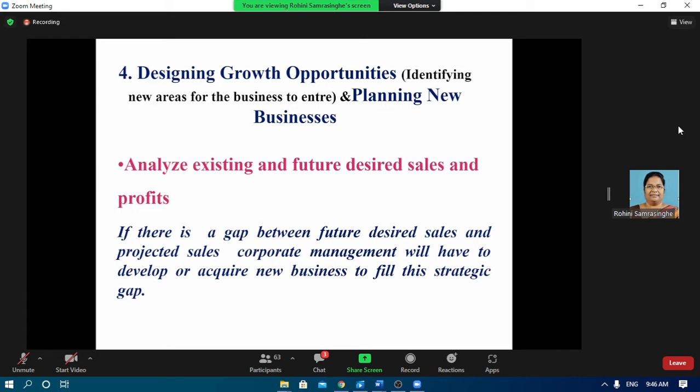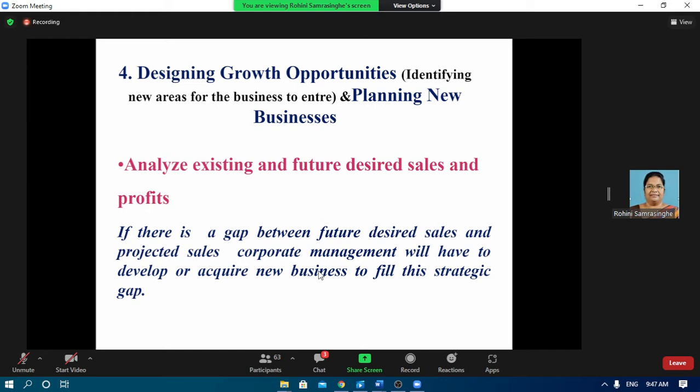So especially, a company can understand their current or existing sales, or the projected sales behavior or sales level. Then they can understand what they want to achieve, their future desired sales and profit level. If there is any gap between the future desired sales and the projected sales, corporate management needs to develop or acquire new businesses to fill that particular gap.